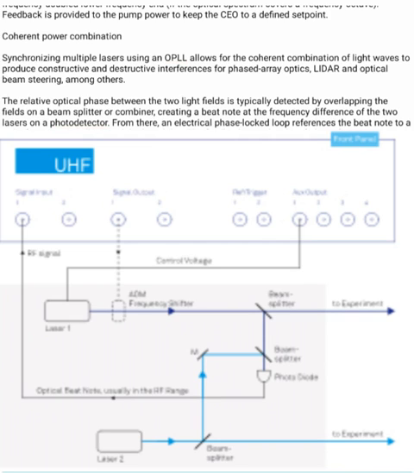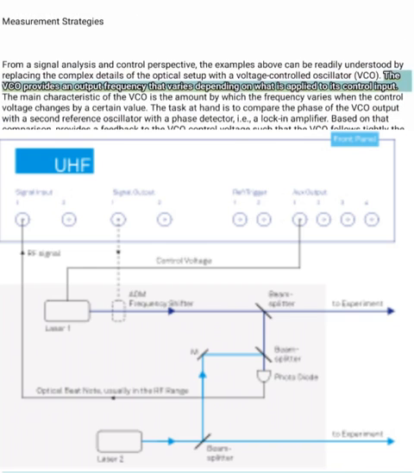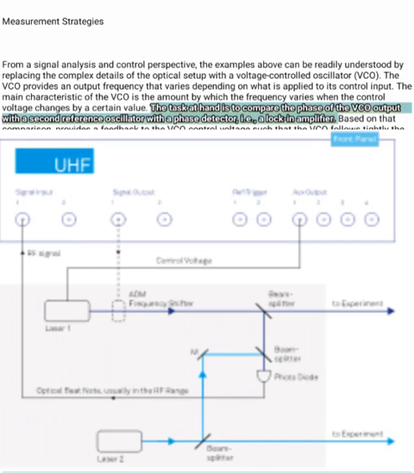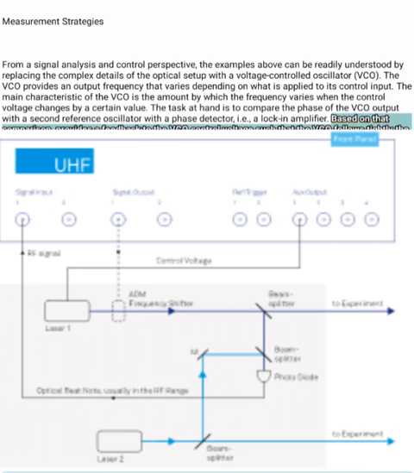The VCO provides an output frequency that varies depending on what is applied to its control input. The main characteristic of the VCO is the amount by which the frequency varies when the control voltage changes by a certain value. The task at hand is to compare the phase of the VCO output with a second reference oscillator with a phase detector, i.e., a lock-in amplifier. Based on that comparison, it provides feedback to the VCO control voltage such that the VCO follows the reference oscillator tightly. For smooth and stable operation, the most important aspects to consider are high servo bandwidth.